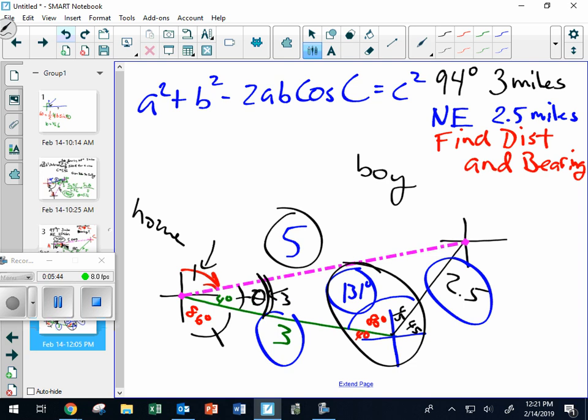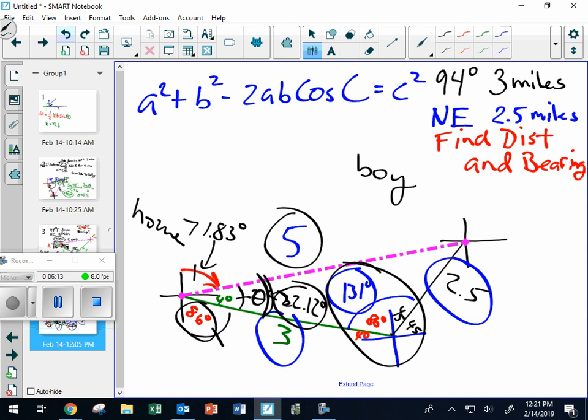3 what? Thank you. 22.12. Can anybody verify the 22.1-ish? Oh, wait a minute. Yes? Okay. All right, good. Then I take 180 minus this, and the final answer looks to be like 80-ish. What is it? 71 point what? 83. Can anybody verify 71.83 for the bearing?